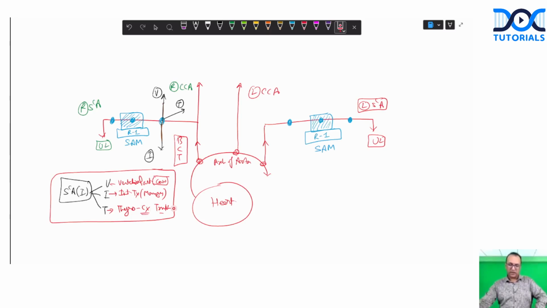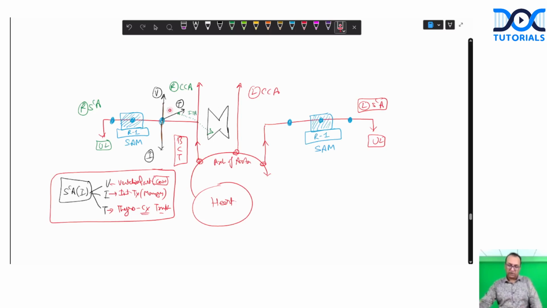It supplies the neck region also. Let us draw the thyroid gland now. And this is the thyroid gland, and it is receiving this branch. You name the branch. It is called the inferior thyroid artery, and it is supplying the thyroid gland inferiorly.